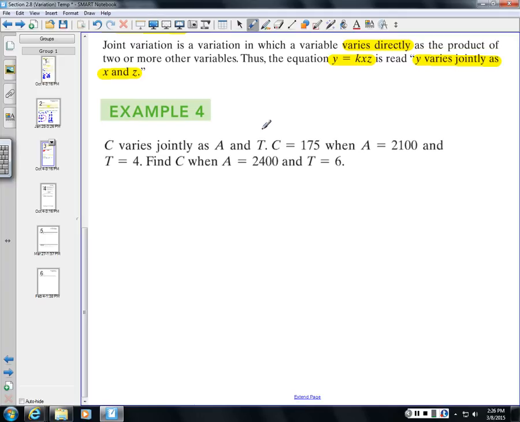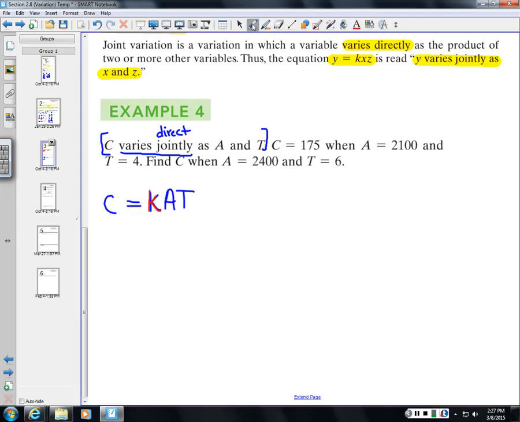But again, this is what it all kind of evolves around, is your first sentence, because you got to get it set up correctly. Again, I'm looking for my keywords. Varies jointly, which means it's a direct variation. So we have c varies jointly as a and t. So k times a times t. So we have it set up. Varies jointly means I'm still doing direct variation, which means I'm still going to multiply. I got my k in here because the k has to be here. And it's jointly as a and t.